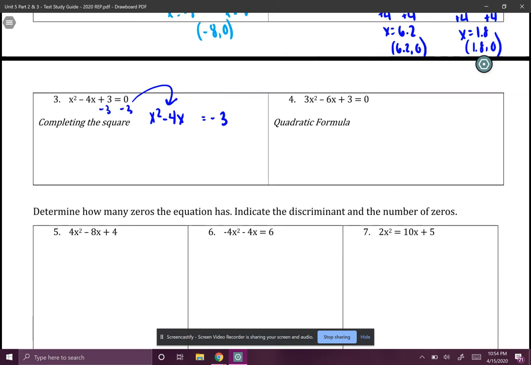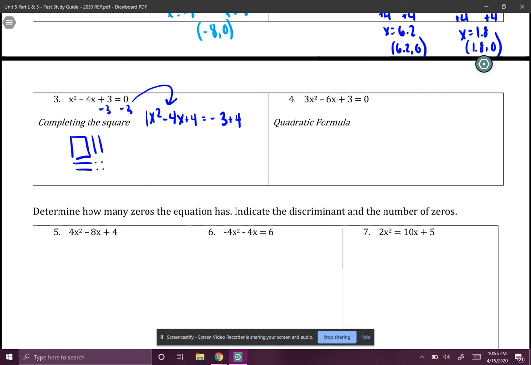Now to complete the square, this is when we use those blocks. We have one x squared tile because there's one x squared here. We have negative 4x tiles, so we're going to put 2 on each side. How many dots do we need to complete the square? The answer is that we need 4 of them. So we're going to add 4 to both sides of our equation.